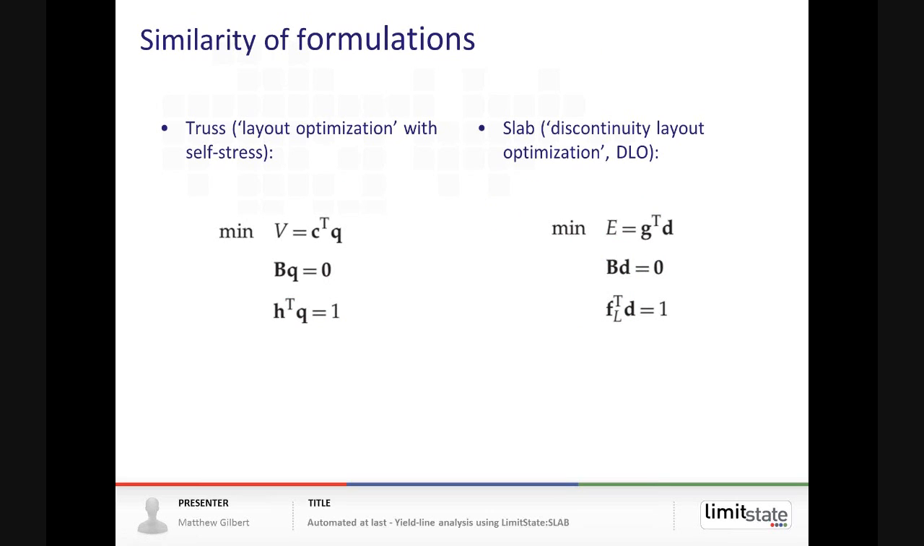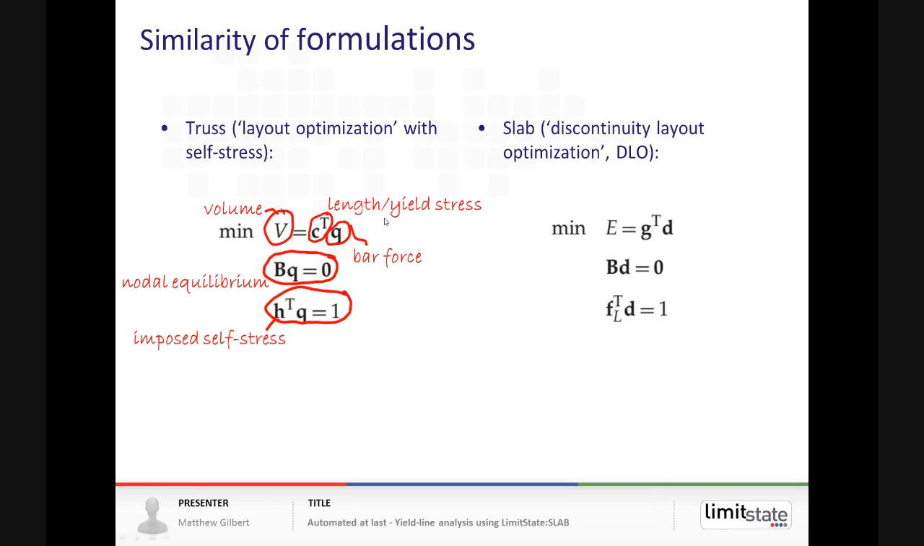I mentioned that the self-stress formulation was actually slightly more akin to the slab problem. This is something that was actually pointed out by Denton back in, I think, around 2000. So if we look at the formulation for trusses, it's slightly changed. The main difference is when we look at nodal equilibrium at the right-hand side, we don't have any externally applied loads, but instead we have an additional constraint which applies the self-stress.